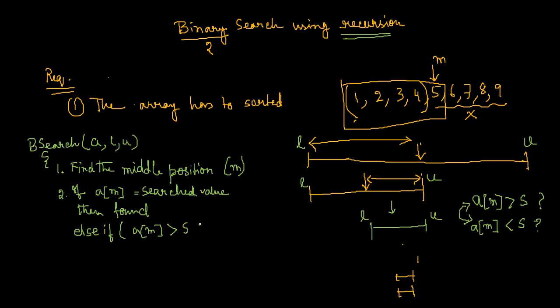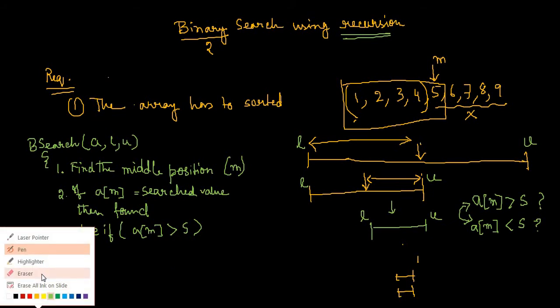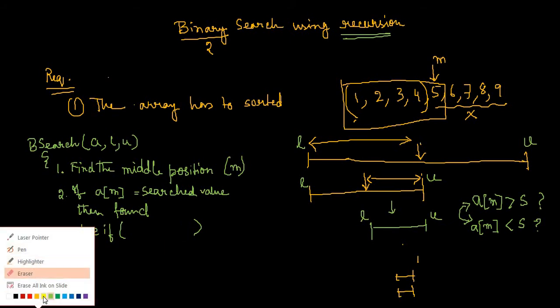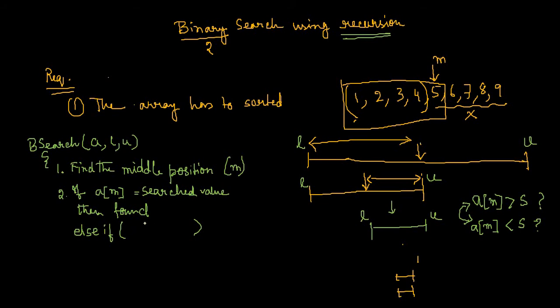is greater than S. If A of M is greater than S, that means what? Let's write in an opposite way so that it will be much more understandable for you. If S is lesser than A of M, same thing I have written, but in a different way. I mean, the value that I am searching is lesser than A of M. If it is lesser than A of M, that means it is present in this direction, in this part. So that means I have to adjust the U part because L remains same.